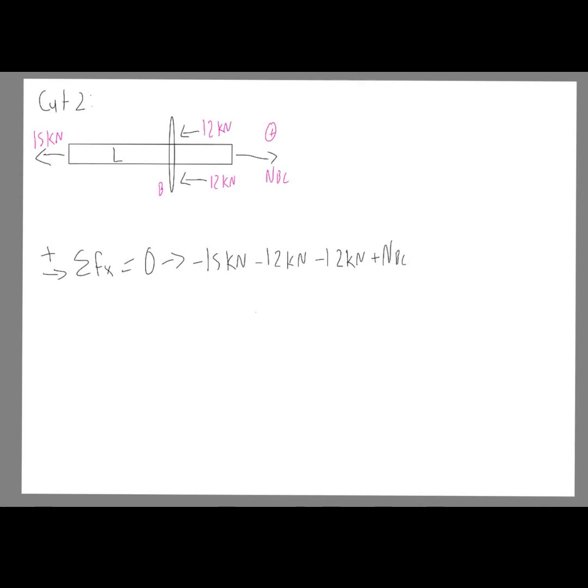Okay, so we summed it up. We had two negative 12 kilonewtons. I want to make sure we know that it's not the same. And so our NBC would be equal to 29 kilonewtons. And that's one of the things we're going to need to use to solve for.